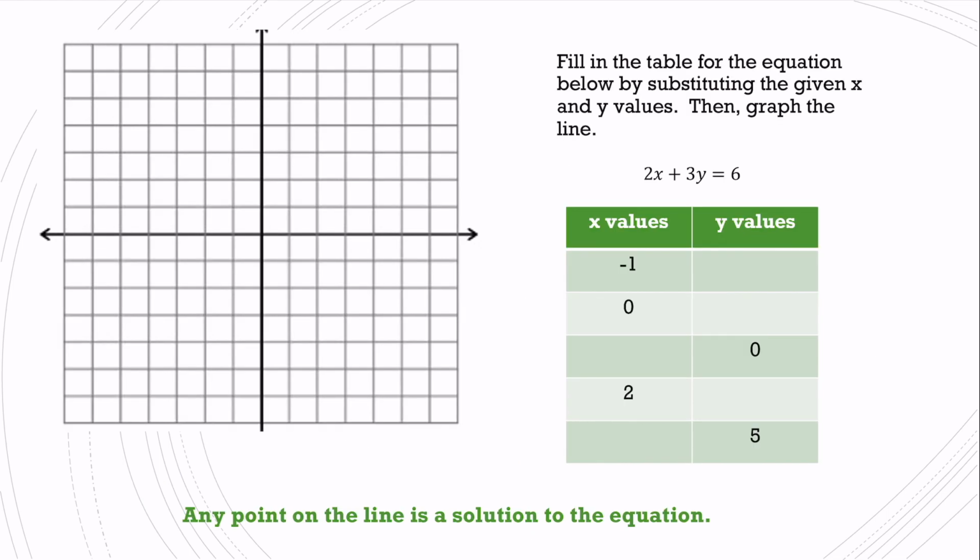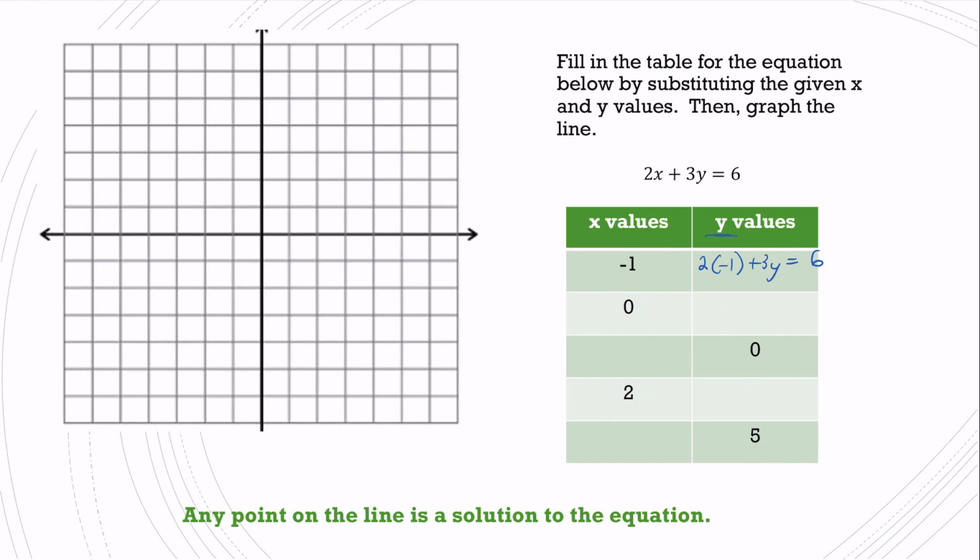Let's start by filling in the table for the equation below and substituting in the given x and y values, and then we'll be able to graph this line, right? We need to figure out how to graph this line. So if x is -1, I'm going to substitute that in for x. And that'll allow me to solve for my y value.